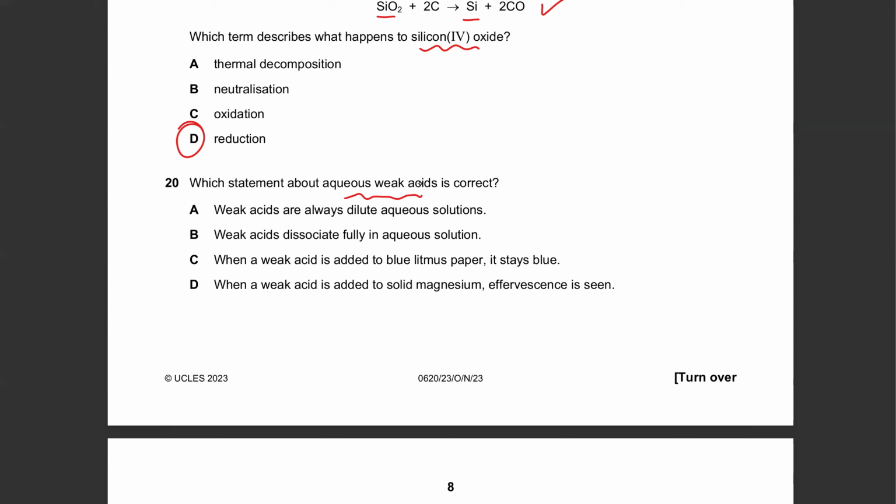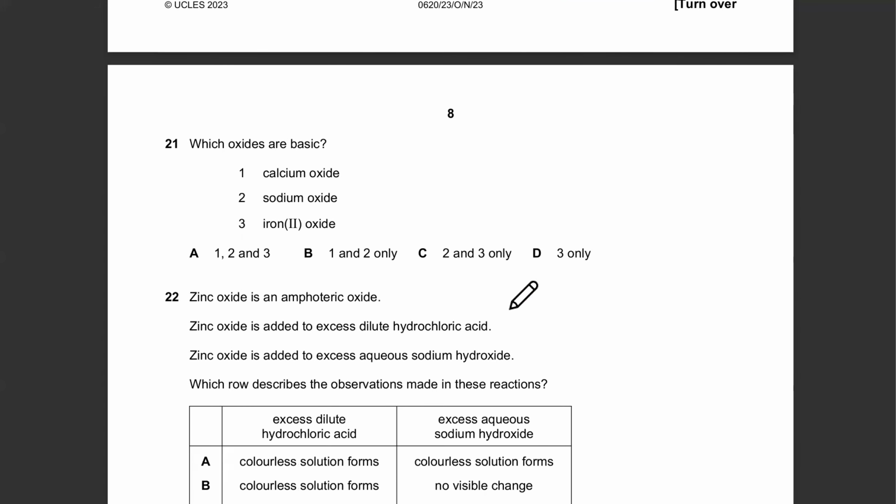Yeah, I mean that's metal plus acid giving salt plus H2, so H2 bubbles are seen. It never turns blue, and it does not dissociate fully. They're not always, I mean, a weak acid is just a weak acid. It's got nothing to do with whether it's dilute or concentrated.